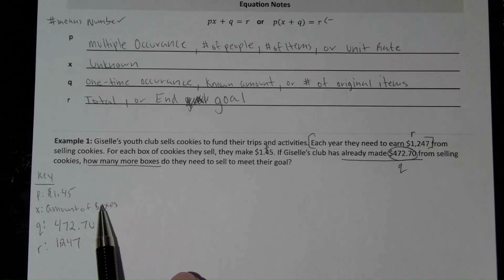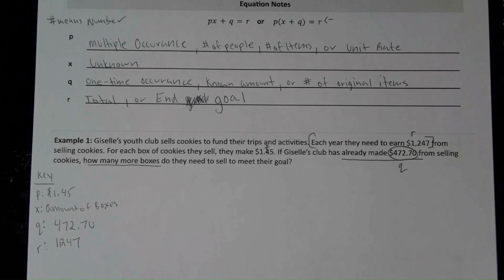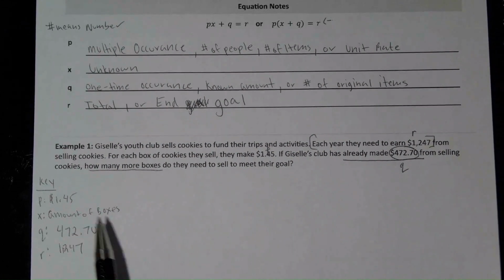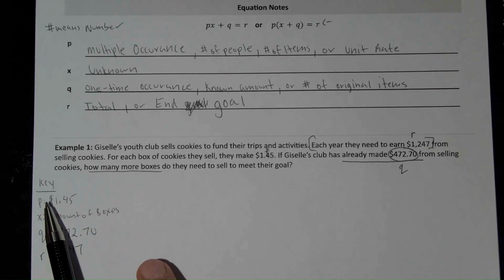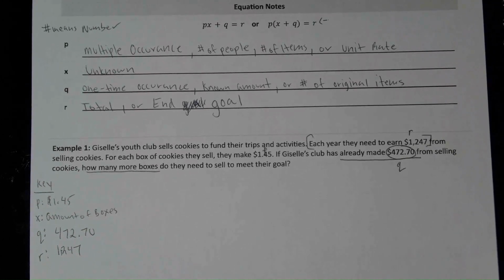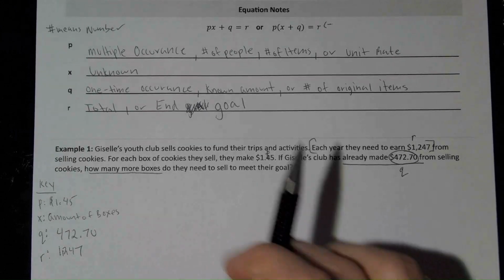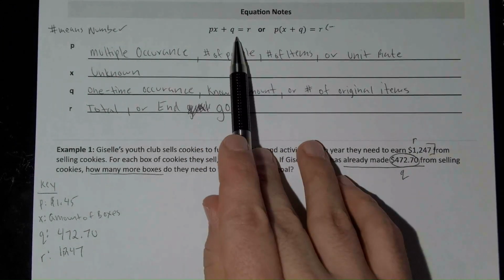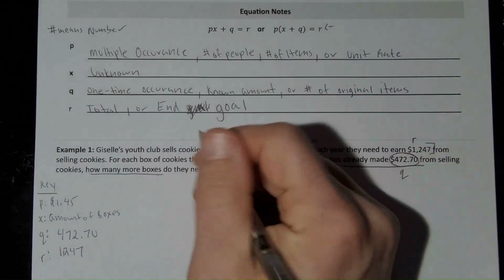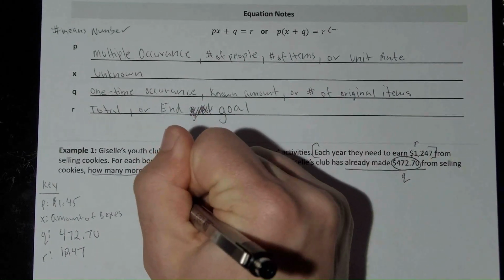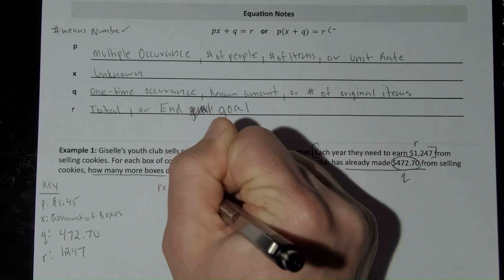And so now we need to ask ourselves, is our Q value and our X kind of lumped together? Or is our X and our P their own little separate entity? Well, here we know we make $1.45 per box. So that tells me the P and X are actually connected in this scenario. So what that means is I know I want this form here. And so I write my form, right? PX plus Q is equal to R.